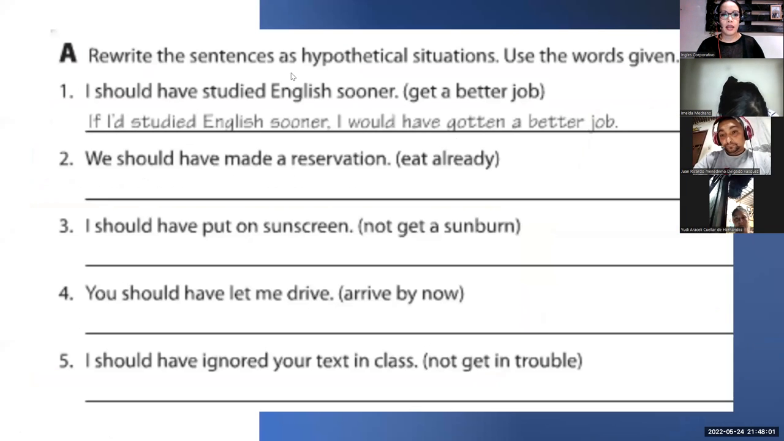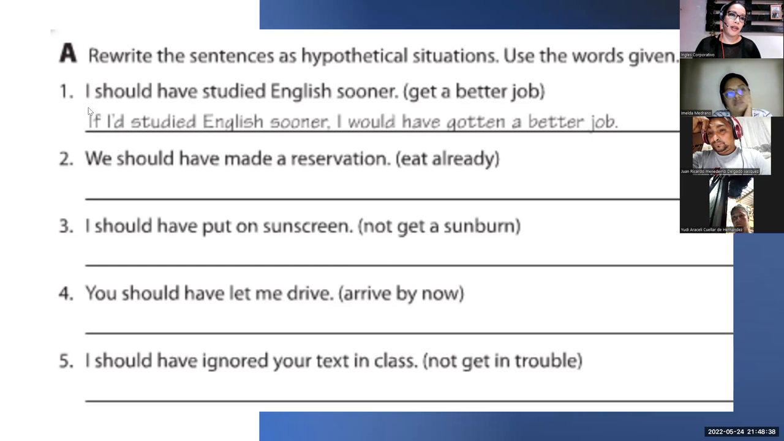Okay, in the next one, this is a writing exercise. We have to rewrite the sentences as hypothetical situations, and we have to use the words given. So in number one, we have: I should have studied English sooner, and they have get a better job. So the first one is the conditional: If I studied English sooner, and now the possible outcome, I would have gotten a better job.